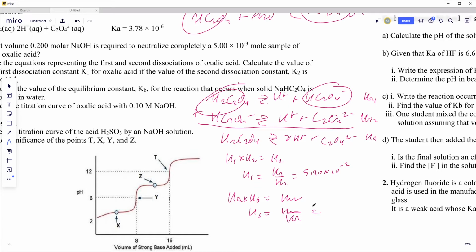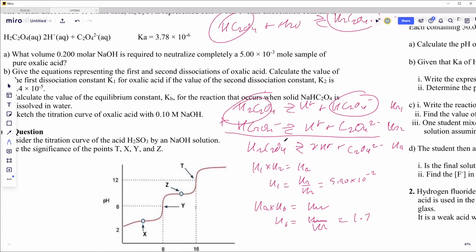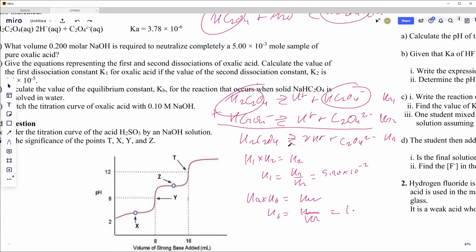So we're going to do K water, 10 to the power of minus 14, over Ka, which is what we had last time. So you're going to get, if I'm not mistaken, 1.69 times 10 to the power of minus 13. Very, very small.